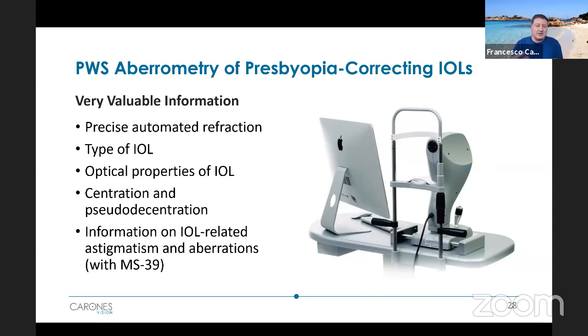So just to conclude, I think that the aberrometry made through the Osiris actually gives very valuable information, because not only is it a good way to precisely refract these patients, since sometimes conventional aberrometers are not able to refract them, but through this analysis you can really assess what type of IOL has been implanted. You can assess the properties of the IOL. You can discriminate between centration and pseudo-centration, and if you already have the MS39, the anterior segment OCT, you can get all the information related only to the internal aberrations that would not be able to be measured in other ways.